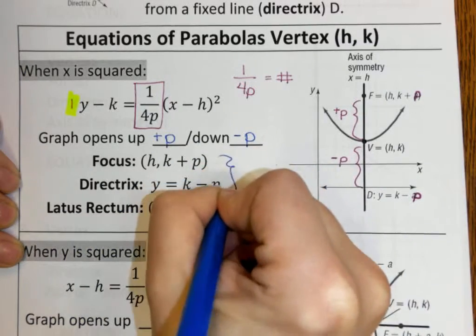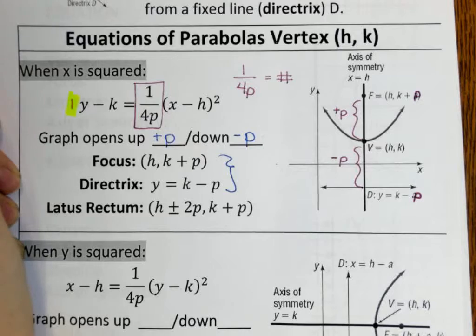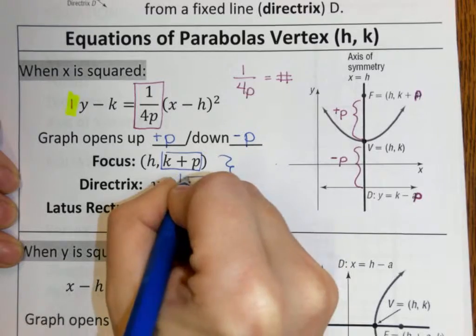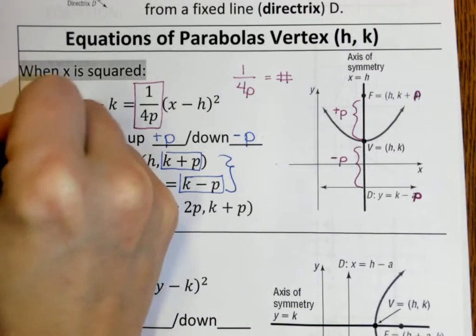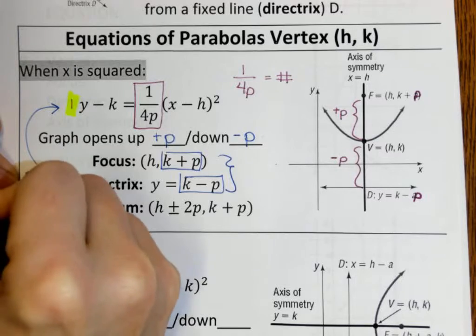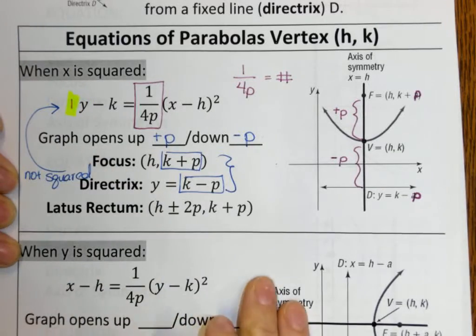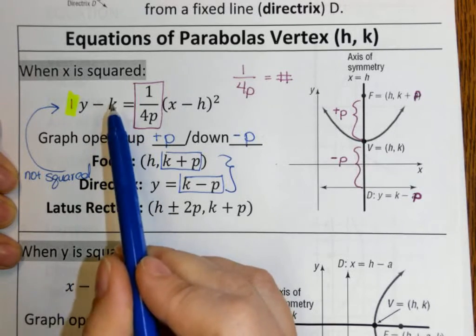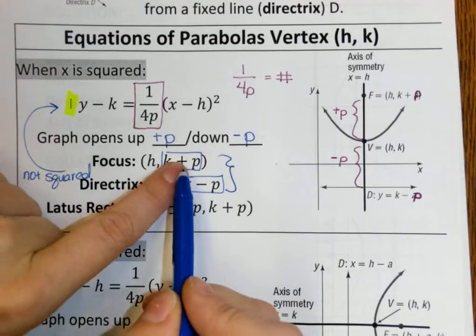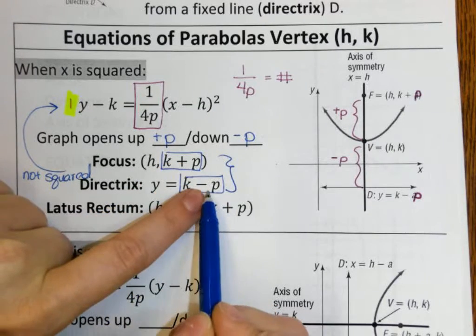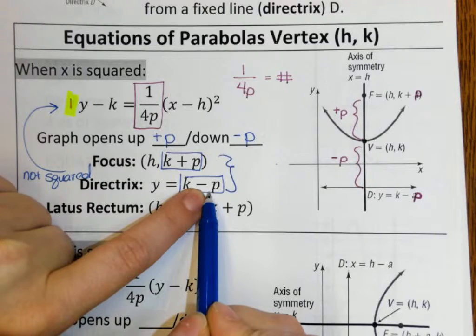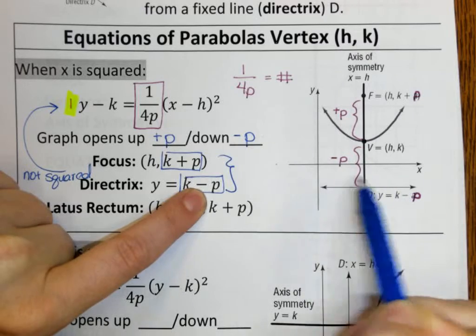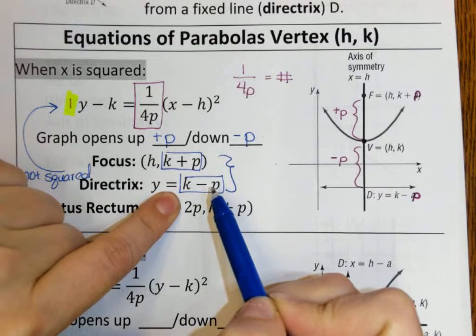Now, for your focus and directrix, they are both changing the coordinate that is not squared. So you're going to look at your equation and ask, which variable is not squared? Y is not squared. So for my focus, I'm going to add p to the y, and I'm going to subtract p to the y for the directrix. The directrix is an equation of a line, so it's just y equals whatever that is.